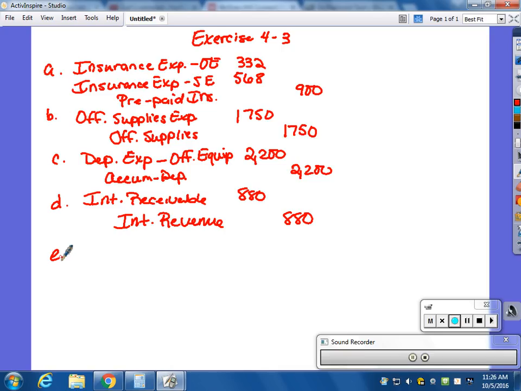Office salaries expense and a credit to what? Salaries payable. What amount? $560. Was that all the adjustments? Okay, good job on that.